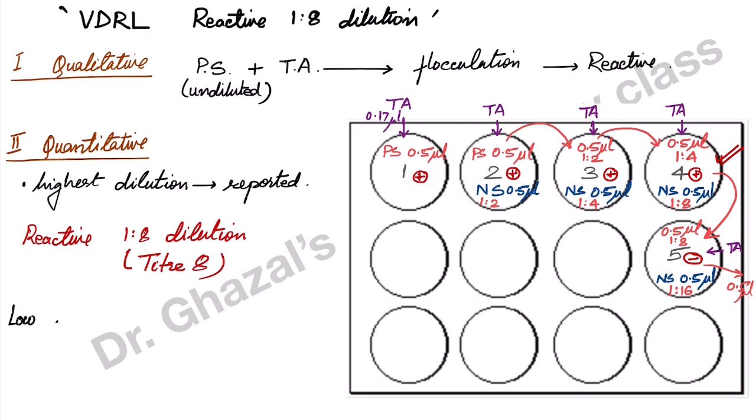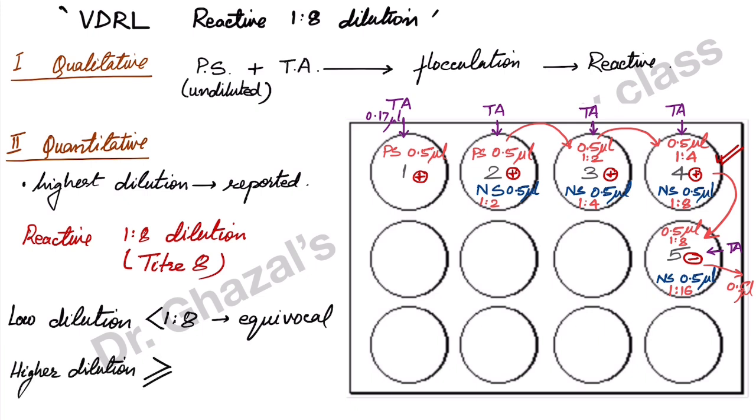Now if the VDRL is reactive at low dilutions, that is less than 1:8 dilution, then it is thought to be equivocal and it should be repeated and should also be confirmed by TPHA. Reactive VDRL at dilutions higher than or equal to 1:8 is significant.